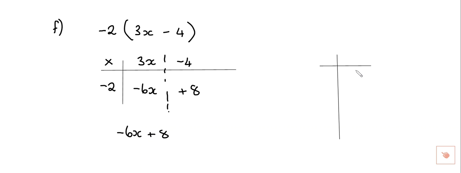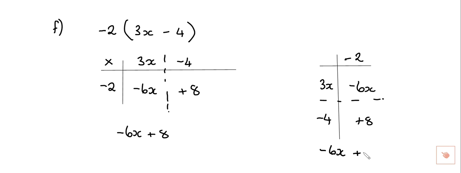Just to show you this way around, because that's the end of this way. It doesn't matter if it's like there. So if we do that, look, -2 times 3x is still -6x, and this is still +8, and we still get the -6x plus 8. No problems.